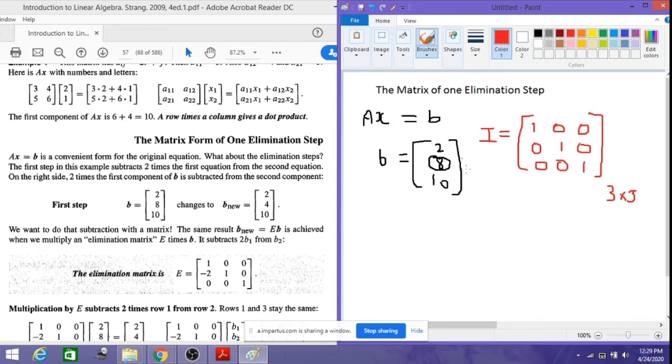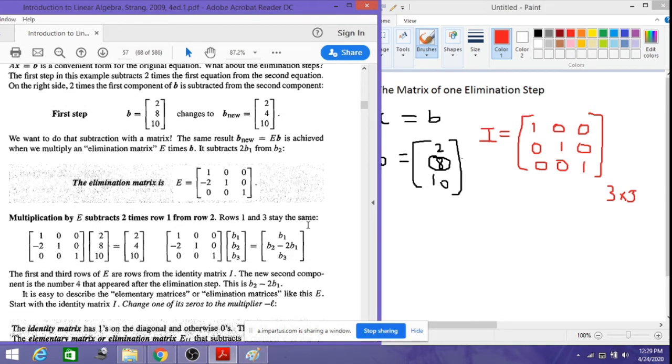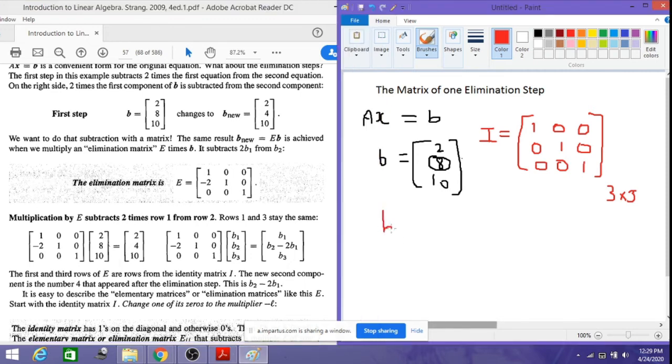Now I want to eliminate the second row value by 2, or I want to bring it down by 2. So how do we do that? So for example, I want to bring it to a new form as 2, 4 and 10, by not changing any other values, just I want to change this middle value. So to change this middle value, what we have to do is multiply with a modified version of this identity matrix, that is nothing but an elimination matrix.